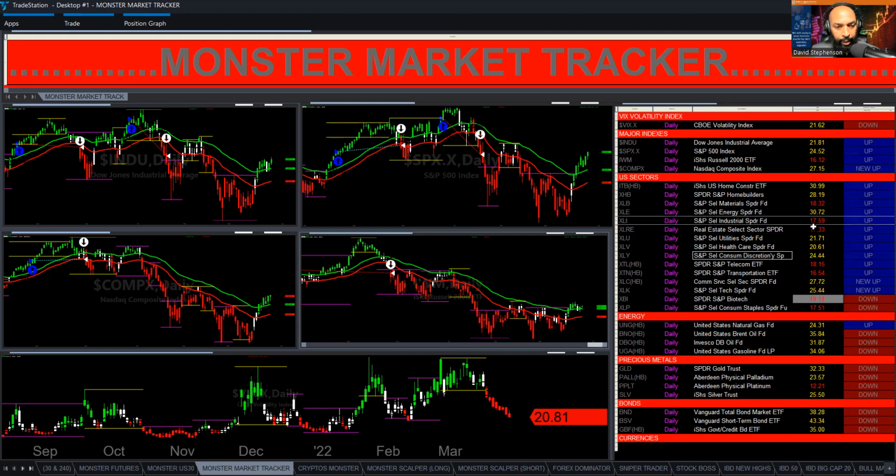New traders, even experienced traders will just randomly buy a stock, and we don't want to do that. So we really need to follow the sectors as the institutions rotate from one sector to the next. We want to be right there in those sectors, trading those stocks within those sectors. So very, very important. This is a new rotation.